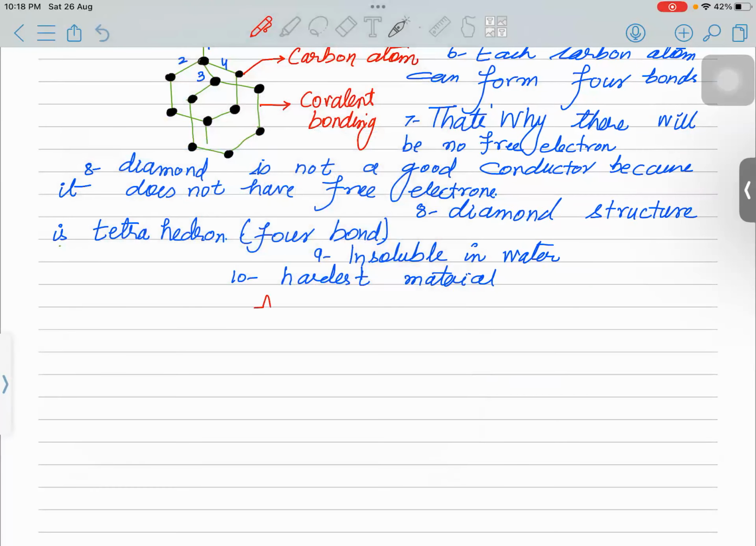So last is silicon dioxide, SiO2. Silicon dioxide, SiO2.